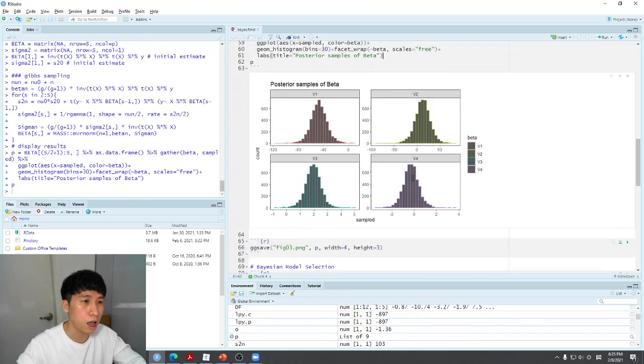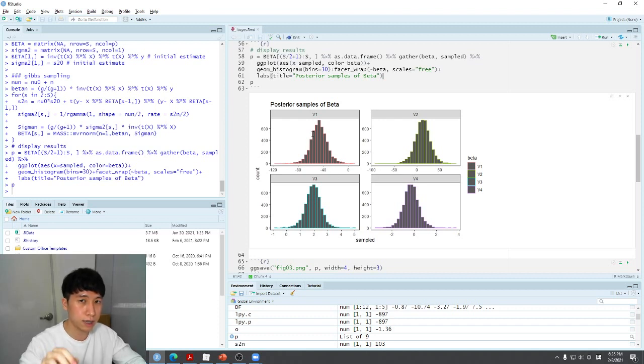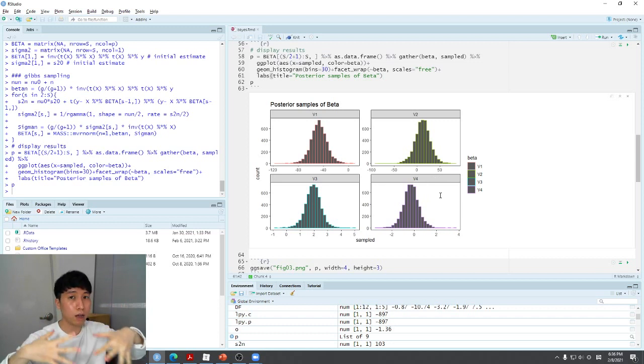What you are seeing is the marginal posterior of each of the beta coefficients: beta 1, beta 2, beta 3, and beta 4. Like I said, it is impossible to do the integration by yourself to get an exact closed form of the marginal posterior. But using samples generated from the full posterior, we can draw a marginal histogram to approximate the marginal density of each of the beta coefficients.